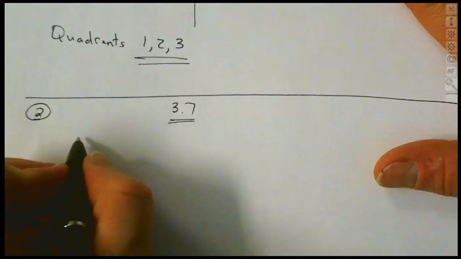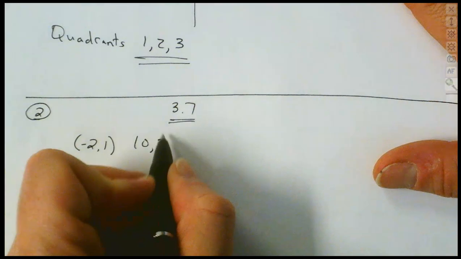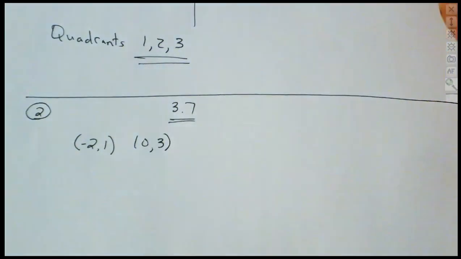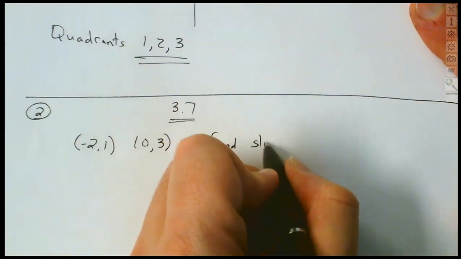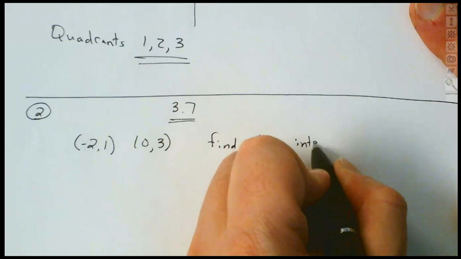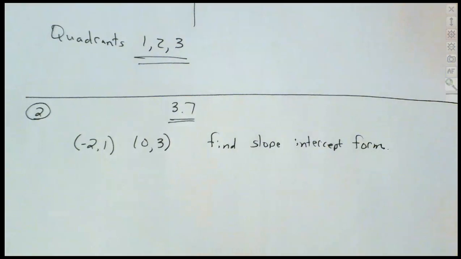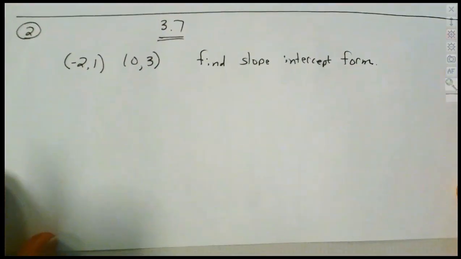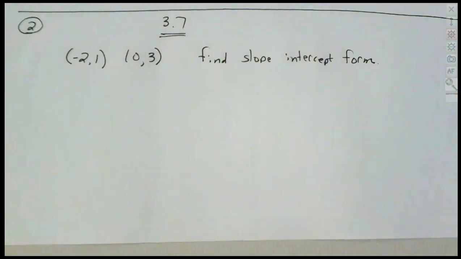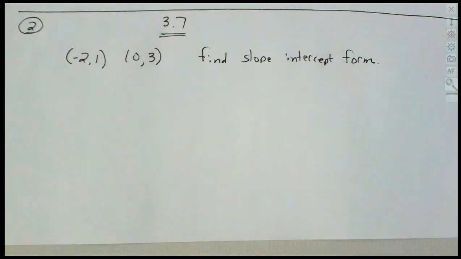So we've got -2, 1, and we've got 0, 3. And we want to find our answer in slope-intercept form. And again, this is something that you're going to see on your practice final and your take-home final too, and the real one in class next week. You're going to have something like this. You're going to have 2 points, and you're going to have to find that equation.